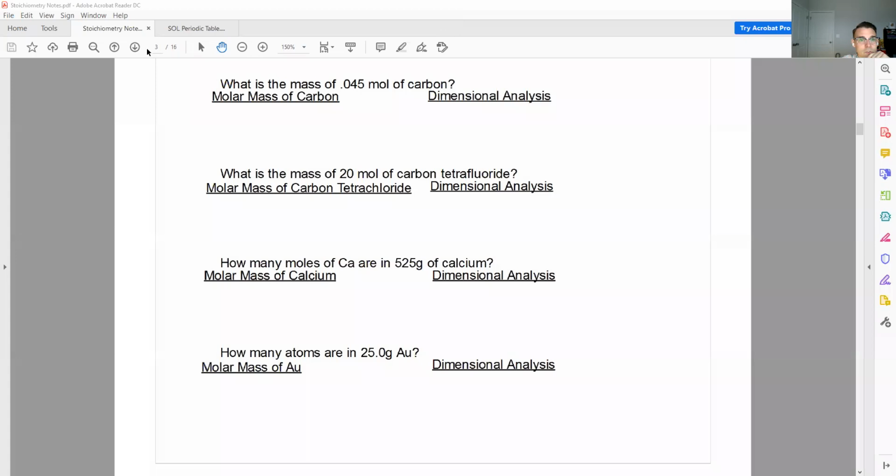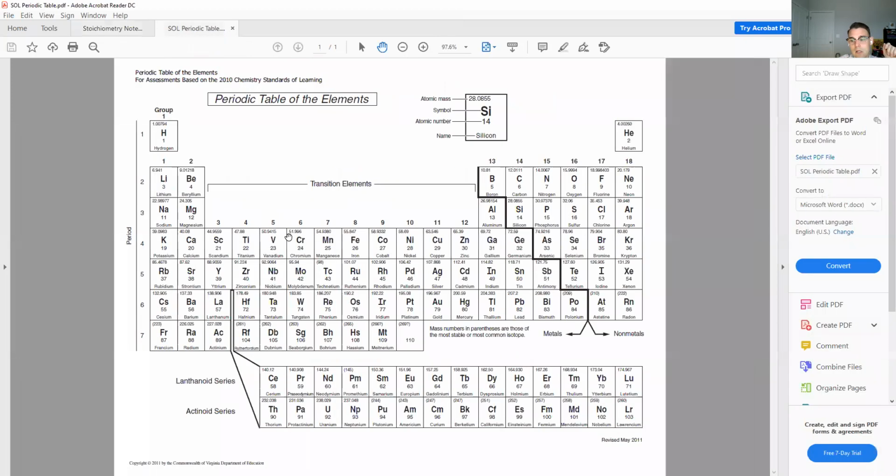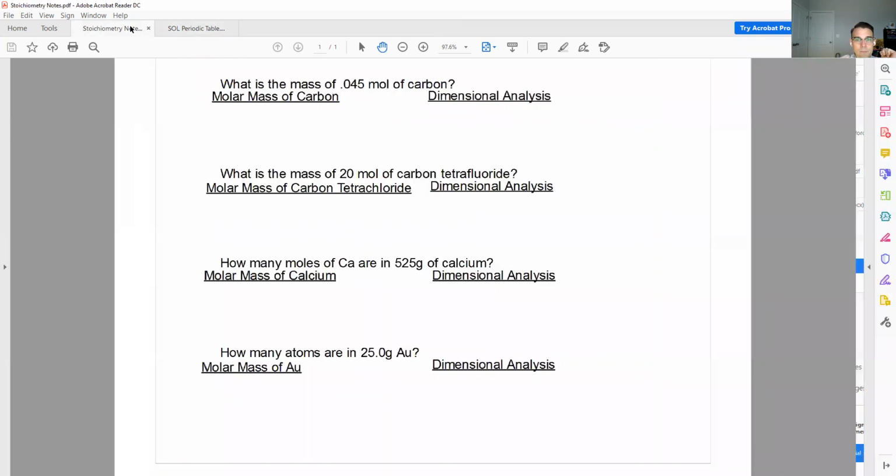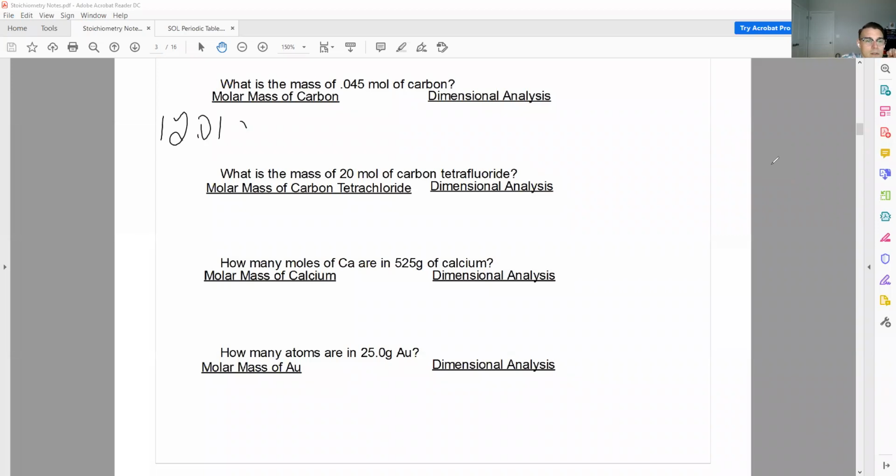I'm just going to do this for a couple of them so you can see. You just go over to your periodic table. Carbon, we're just looking up carbon here. And remember, when we do this, I want 2 decimal places. So we're going to do 12.01. And remember, that's grams per mole. So what that really looks like is 12.01 grams for every 1 mole.